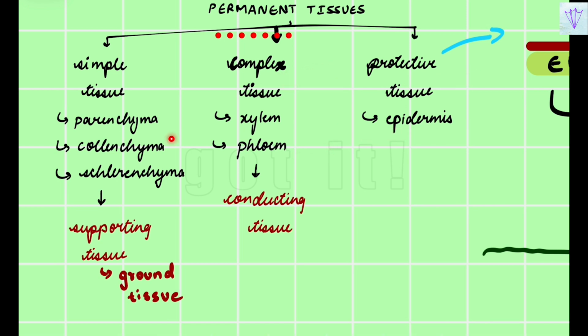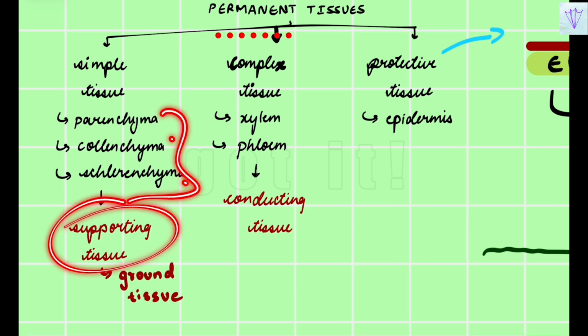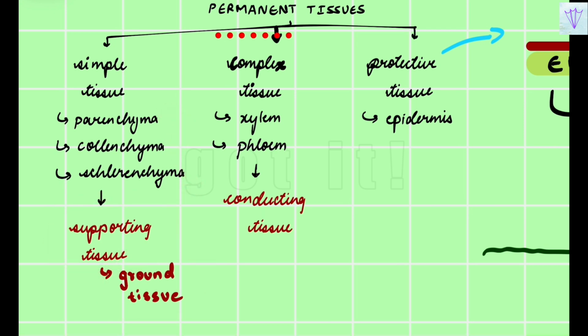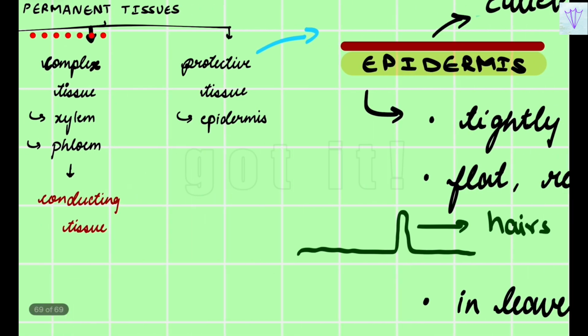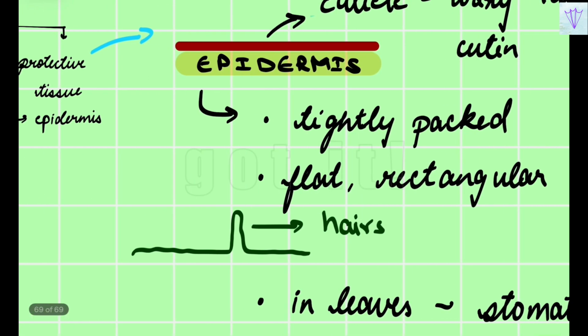Parenchyma, Collenchyma, and Sclerenchyma together are called the supporting tissue or the ground tissue. The complex tissues, Xylem and Phloem, are useful in conducting, and so they are called conducting tissues. The protective tissue is the epidermis. We'll read all this in detail one by one, starting with the protective tissue, that is the epidermis.